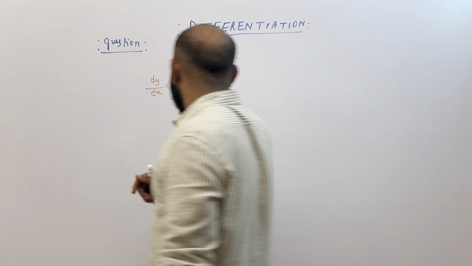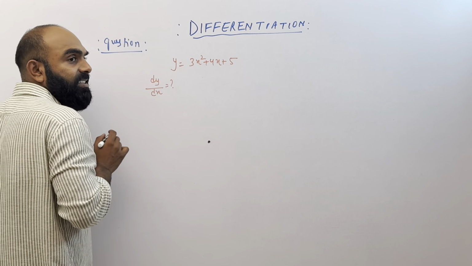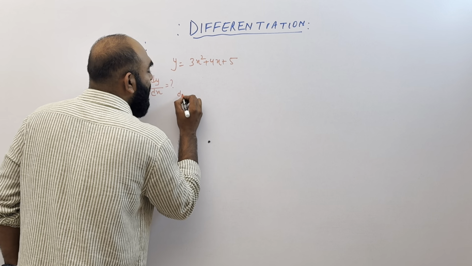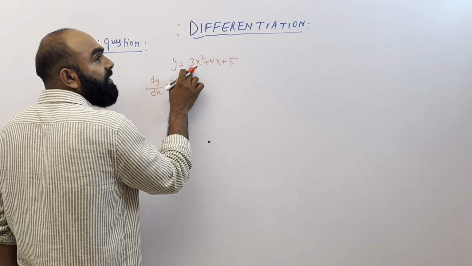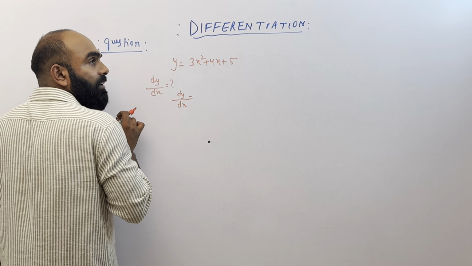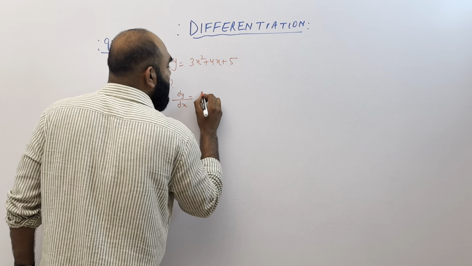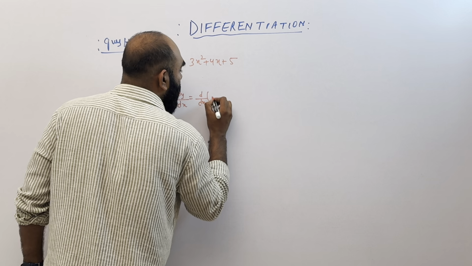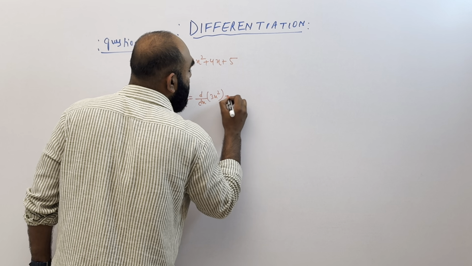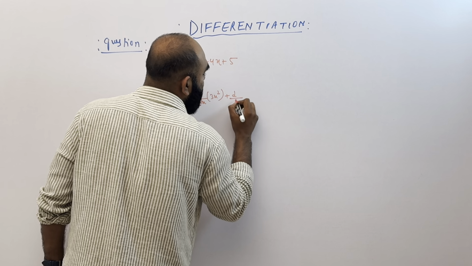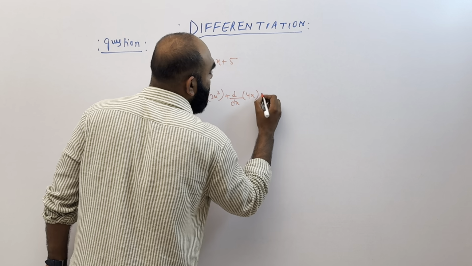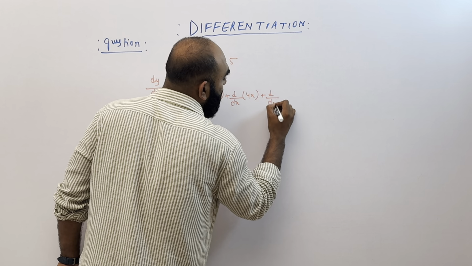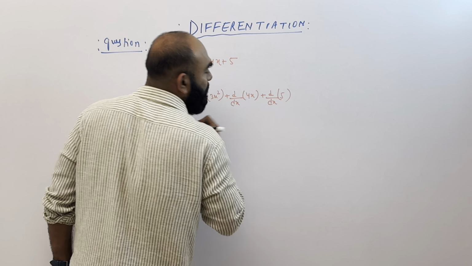Sir, what will happen? Since there are plus signs, I can write dy by dx as d by dx of 3x square, plus, so differentiation will be distributed, d by dx of 4x, again plus, so differentiation will be distributed, d by dx of 5.